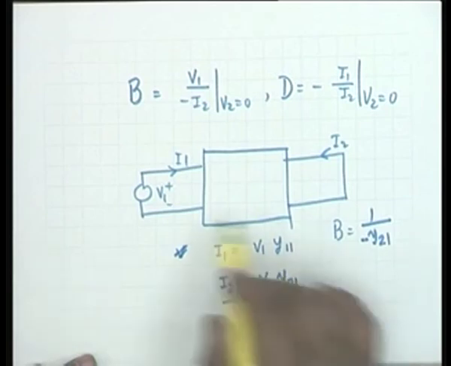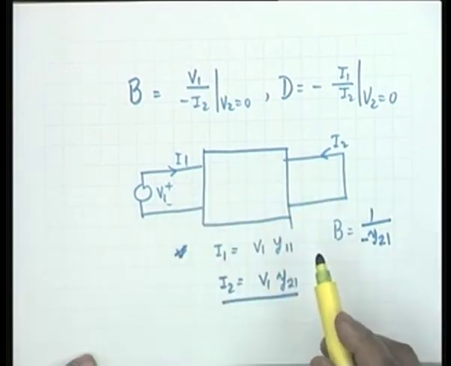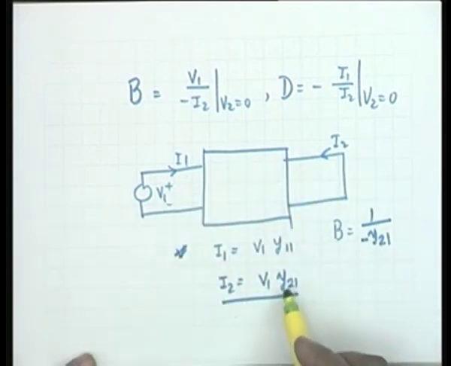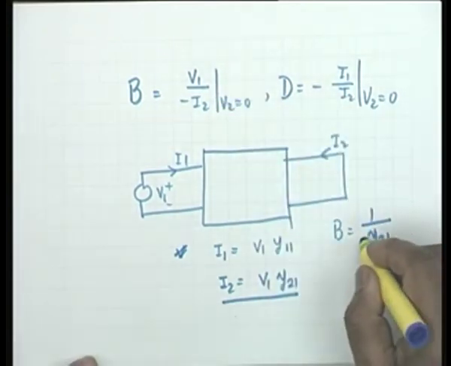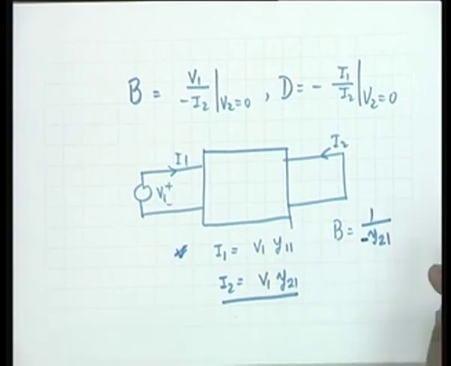You see, this is the relation for this situation. I2 equal to V1 y21. So, V1 by minus I2 will be minus y21. Do not forget this negative sign, it is extremely important. It will make a mess if this is not included.